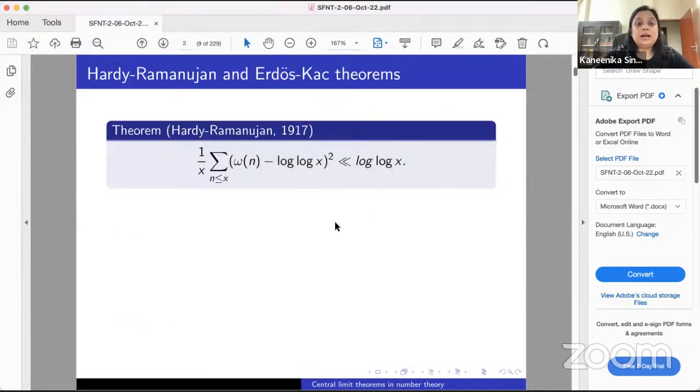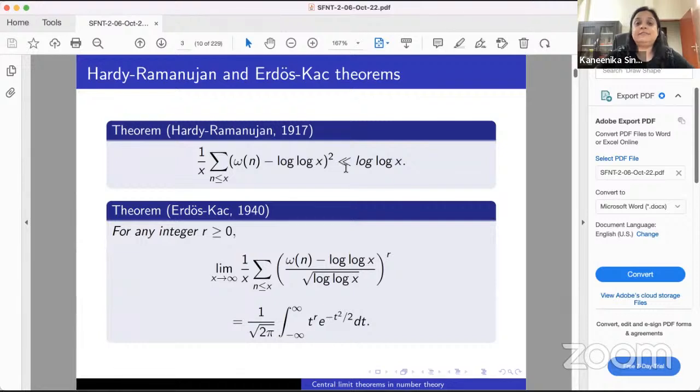We learned the theorem of Hardy and Ramanujan, which gives us an upper bound for the second moment of the difference between omega of n and its expected value. But actually something much sharper is true. In fact, instead of less than log x, we now know by the theorem of Erdős and Kac that this is asymptotic to log x. And not just that, you can evaluate higher moments of omega of n minus log log x normalized by the square root of log log x, and you end up getting the rth power moments of the Gaussian distribution. So this is the famous central limit theorem in number theory, the theorem of Erdős and Kac.